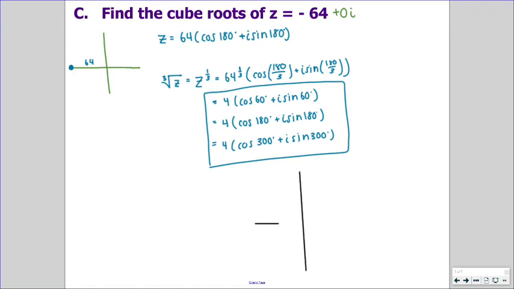Sketch the Argand diagram for this, right? First angle is 60, and then 180, and then 300. So again, evenly spaced around the circle as they should be. Each of them has a length of 4 away from the pole, right? And technically they're points here, like that.